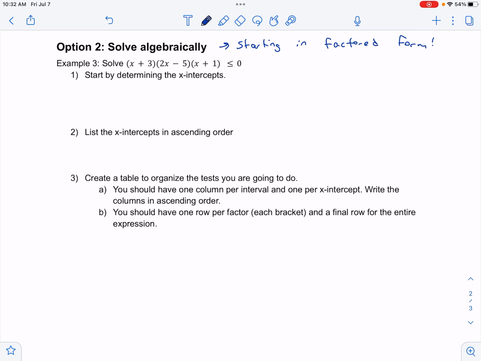The very first step that you're going to do is you're going to determine the x-intercepts from our function here. So I'm going to set all of these factors equal to 0 and solve.